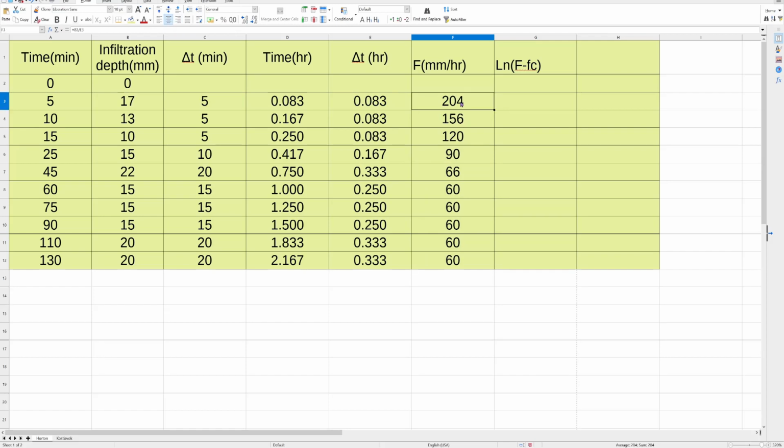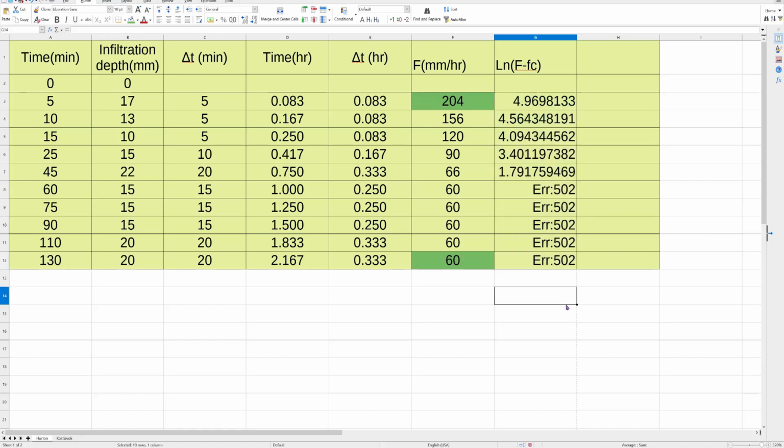The first value represents the initial infiltration, that is f naught. Let me mark this with a different color so that it becomes easy for us to identify. And this is the value of fc. Likewise, let's quickly do this calculation: equal to ln of this minus 60, because fc is 60, right? That is what we have said here, this f naught, this fc. Let me drag this, and after some values, when you do 60 minus 60 you get ln of 0, which is undefined. So just delete this, get rid of this.